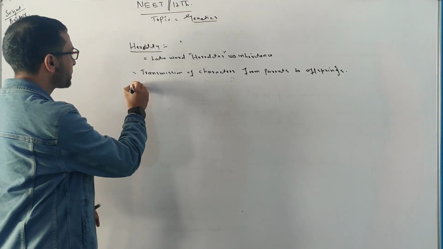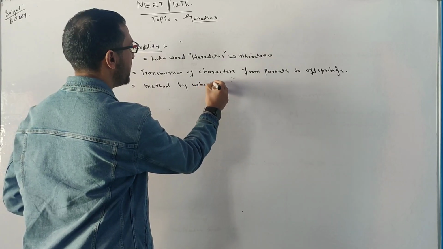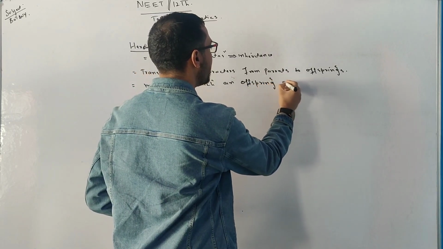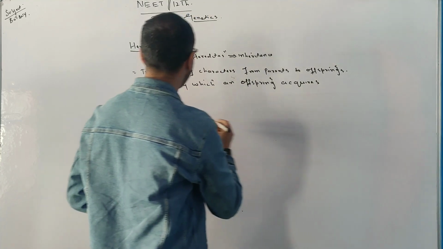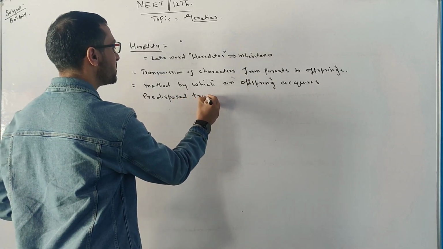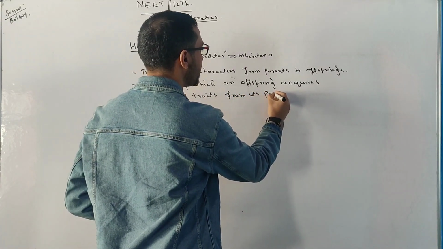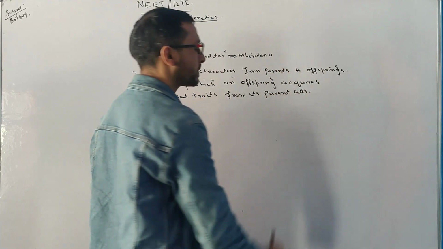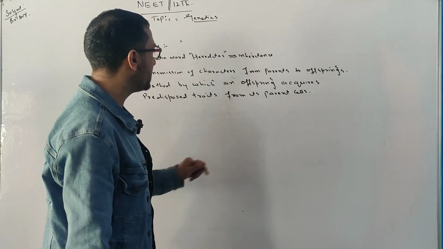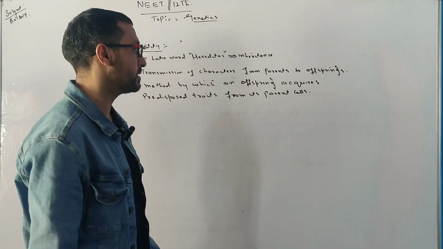Or simply you can say it is the method by which an offspring acquires predisposed traits from its parent cell. देखो जी, so transmission of characters from parents to offsprings, that's called as heredity, or simply you can say when an offspring acquires predisposed traits from its parent cell, that's called as heredity.